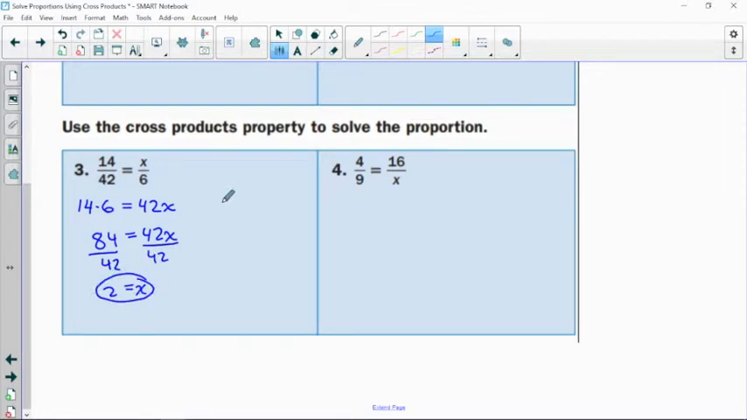Or the quickest way to do it is to multiply the diagonal and then divide by the other number. So 14 times 6 divided by 42 will still also just give you 2. So try that method for number 4. 9 times 16, the diagonal, and then dividing by the other number, divided by 4, is 36.